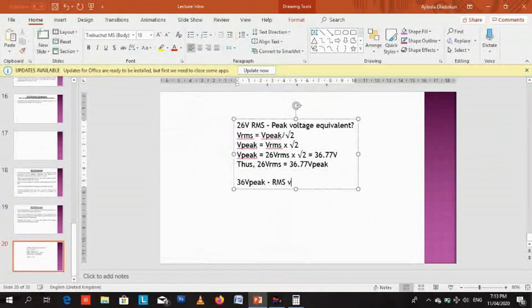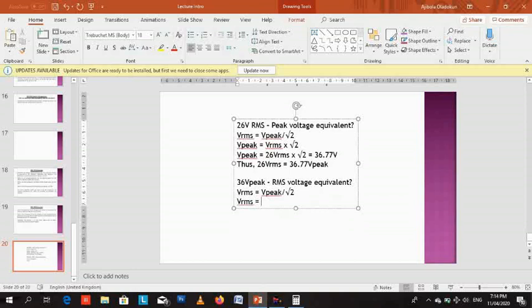Okay, so let's go to the next one. We want to sketch the waveform for a voltage signal that has 36 volts V peak. So what is the RMS voltage equivalent? Now remember that unfortunately in the Livewire virtual laboratory, in the properties for the AC voltage source, you can only feed in your RMS voltage. There's no option to feed in V peak. So it means that we have to generate the RMS voltage, even though we already have the V peak.